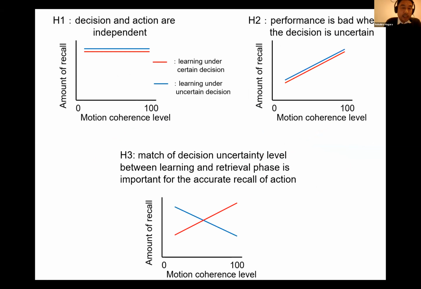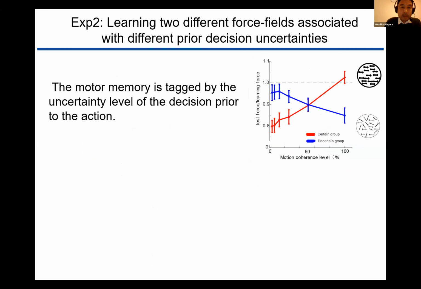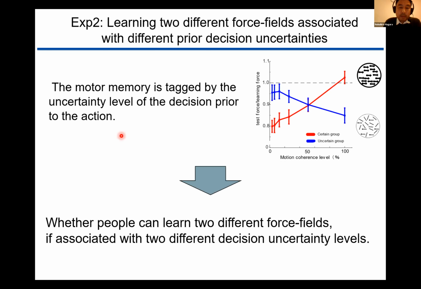So we had three hypotheses, and the third one was supported by the data. So in experiment one, we found that the motor memory is tagged by the uncertainty level of the decision prior to the action. And if this is true, then people should be able to learn two different force fields if associated with two different decision uncertainty levels. And this is what we tested in experiment 2.